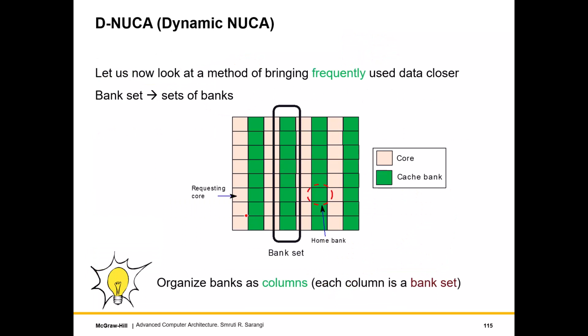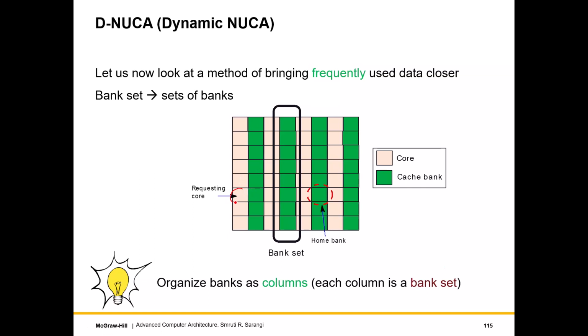So now let's come to a dynamic approach known as dynamic NUCA, where the idea is that we bring frequently used data closer to the core that is requesting it. So what we do is that we create bank sets, which are groups of banks. So let's not confuse this set with the sets within a bank. This set is different. Let's call it groups of banks. So that's possibly a better idea. So let's now clear the ink and see what's happening.